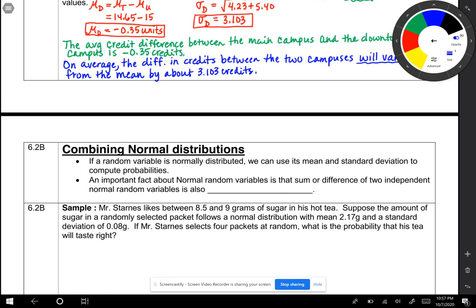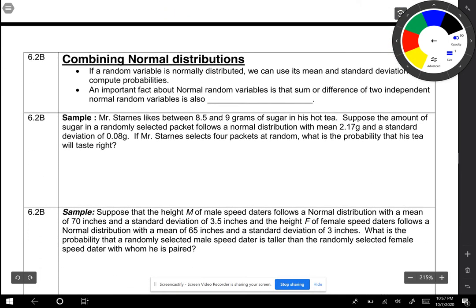Okay, now since we can find the means and standard deviations, we can do normal CDF if we're combining normal distributions. So this is our last topic. If a random variable is normally distributed, we can use its mean and standard deviation to compute probabilities. An important fact about normal random variables is that the sum or difference of two independent normal random variables is also normally distributed.